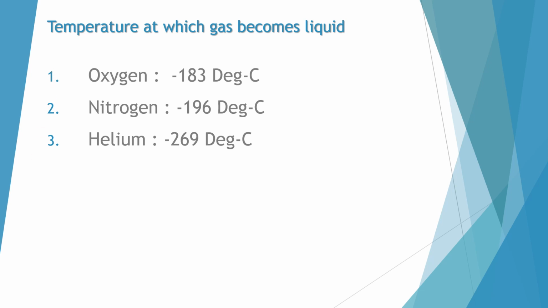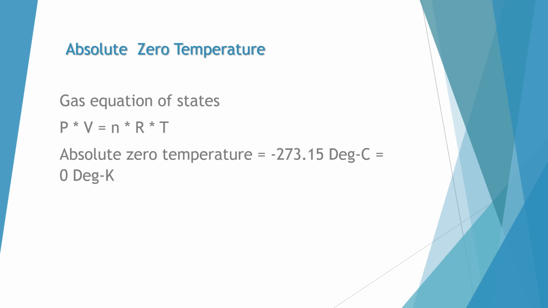Temperature at which gas becomes liquid. For oxygen, it is minus 183 degrees Celsius. For nitrogen, it is minus 196 degrees Celsius. For helium, it is minus 269. So, to get all these gases as liquid, we need to cool down the process up to minus 269 for helium, minus 196 for nitrogen, and for oxygen, it is minus 183 degrees.